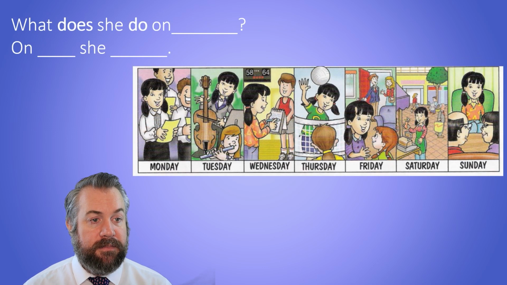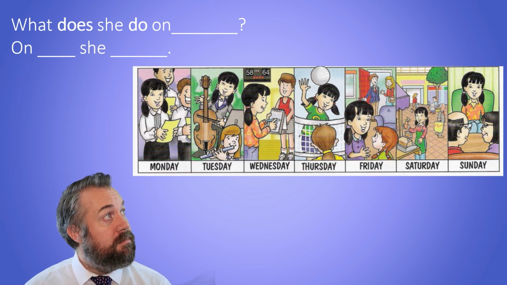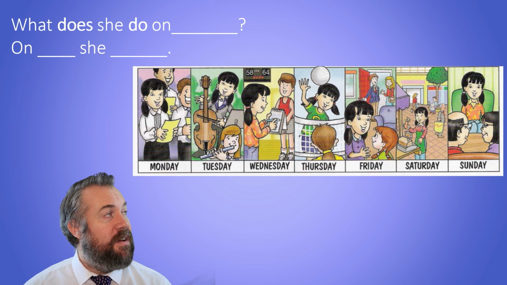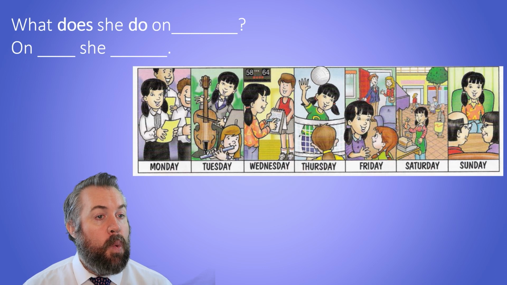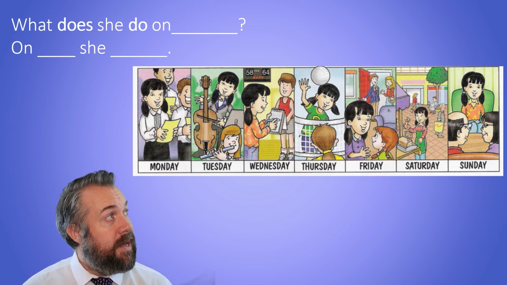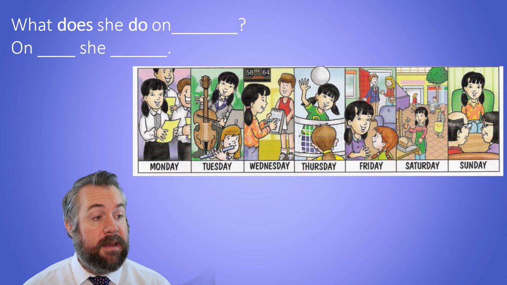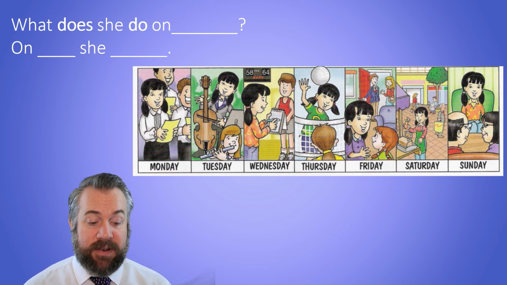How about Julie? What does she do on Friday? On Friday, she babysits for her neighbor. What does she do on Wednesday? On Wednesday, she writes for the school newspaper. What does she do on Sunday? On Sunday, she visits her grandparents.